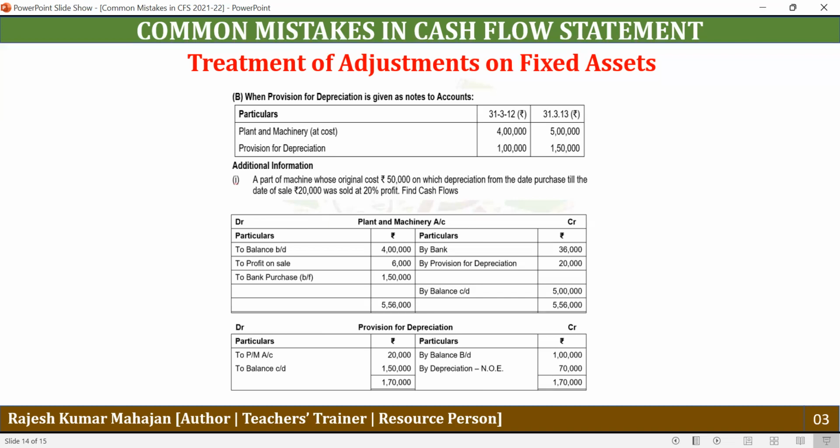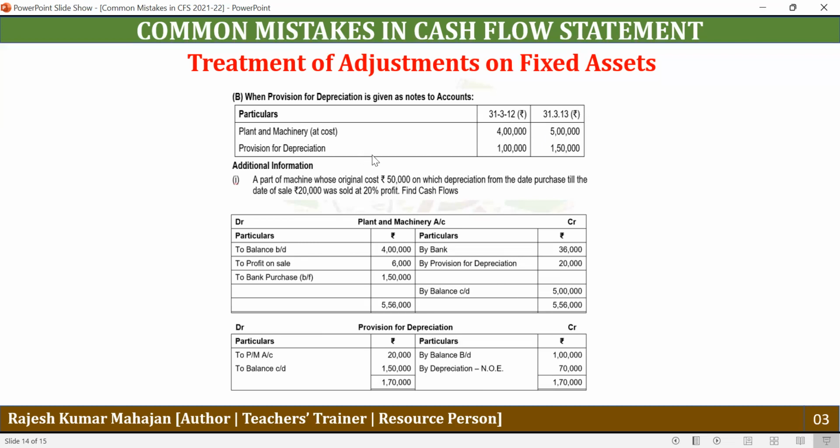So first we will prepare both the accounts. We will prepare the plant and machinery account, and then we will prepare the provision for depreciation account. In the plant and machinery account, as it is an asset, it always has a debit balance. So we shall write in the plant and machinery account, To Balance B/D 4 lakh rupees. And then we'll write the closing balance, By Balance C/D rupees 5 lakh, at the end of the account on the credit side.